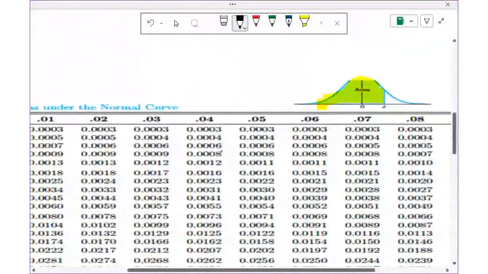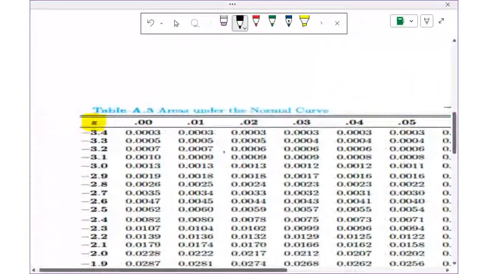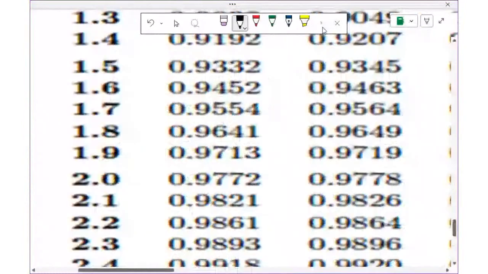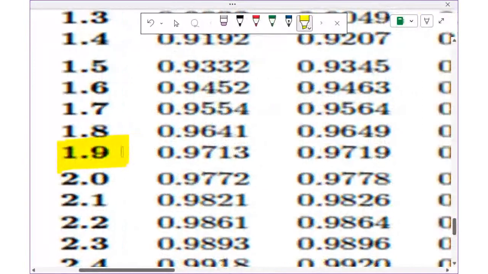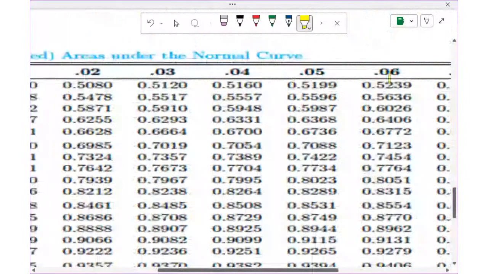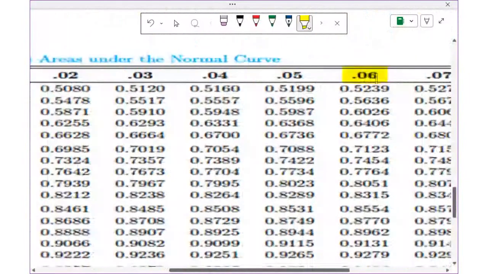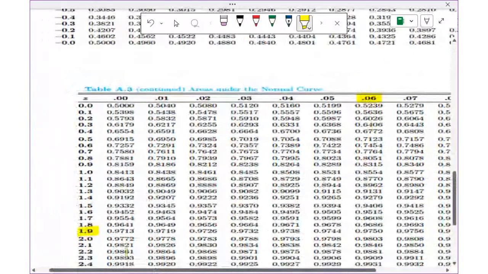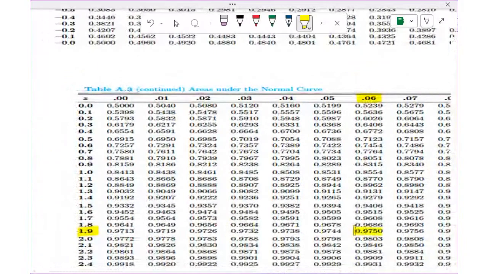So the point was 1.96. First we will look for 1.9 on the left, and then we will look for 0.06 from the top. Then we will match horizontally and vertically. If I match this horizontally here, this is the value 0.9750.